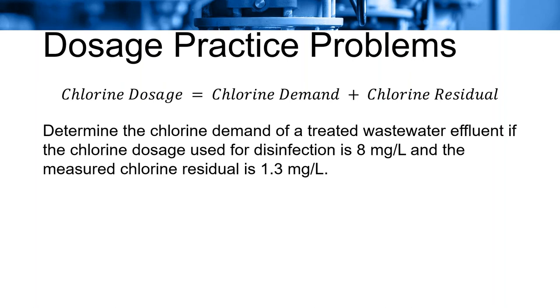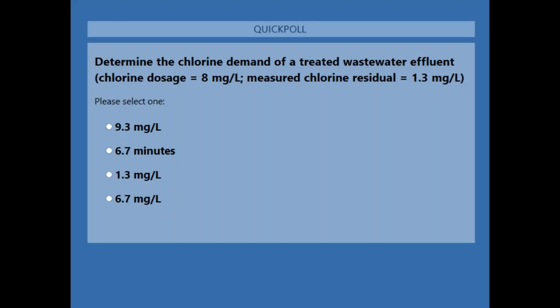All right, I think it's time we should throw out the poll question and see how we did on this one. And we have four answers. The first answer is 9.3 milligrams per liter. The second one is 6.5 minutes. The third is 1.3 milligrams per liter. And then the last option is 6.7 milligrams per liter.